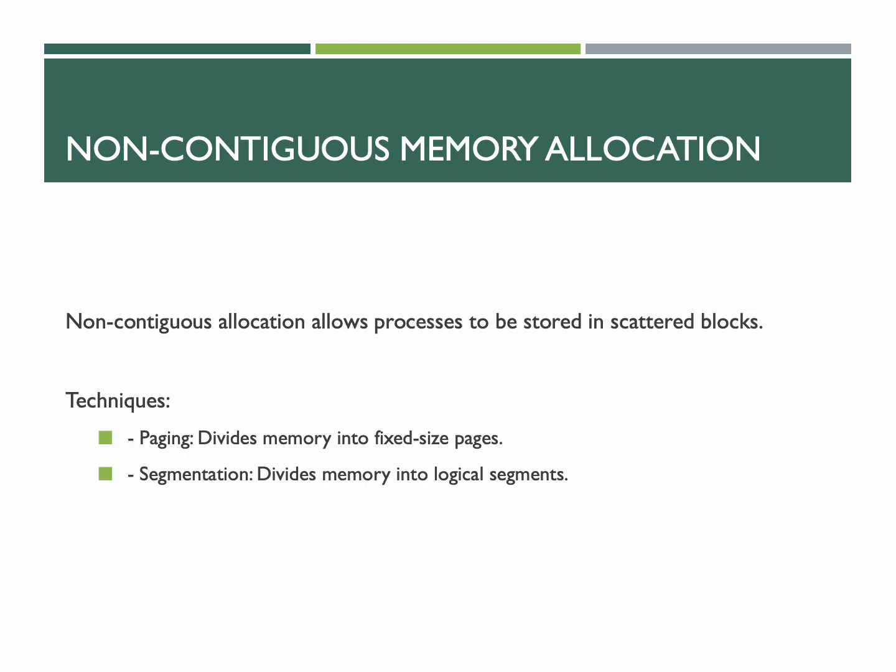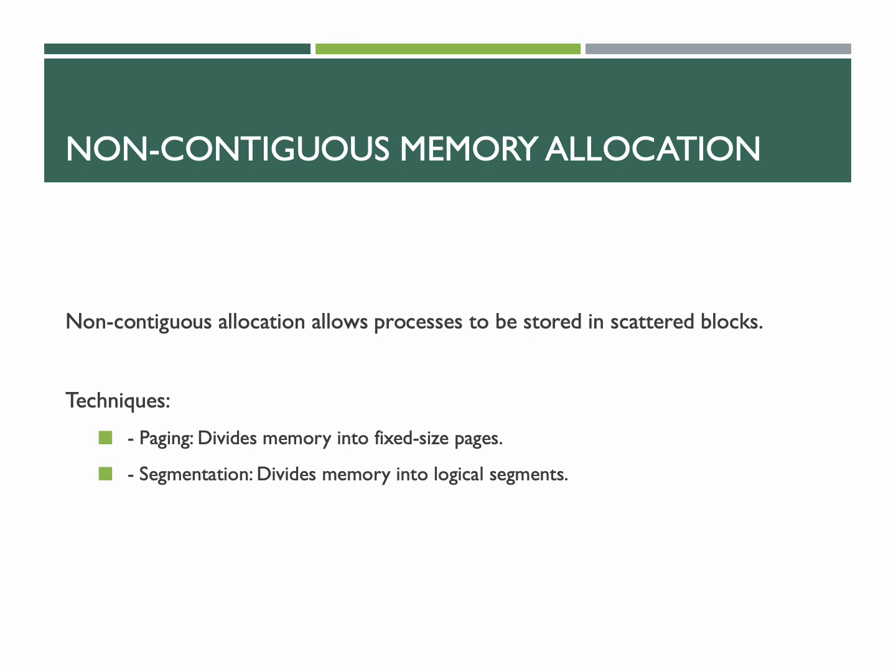Okay, non-contiguous memory allocation. Unlike contiguous allocation, non-contiguous memory allocation allows processes to be stored in scattered memory blocks. This provides greater flexibility and better memory utilization because the memory does not need to be assigned in a single continuous section. So non-contiguous allocation is implemented using two primary techniques.